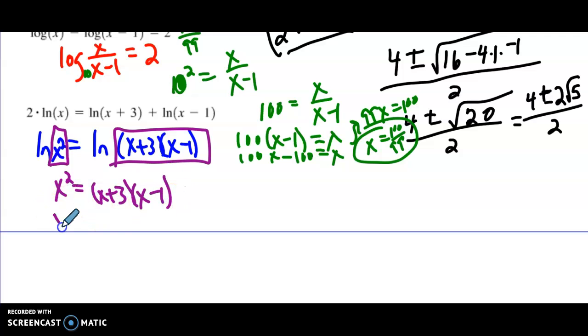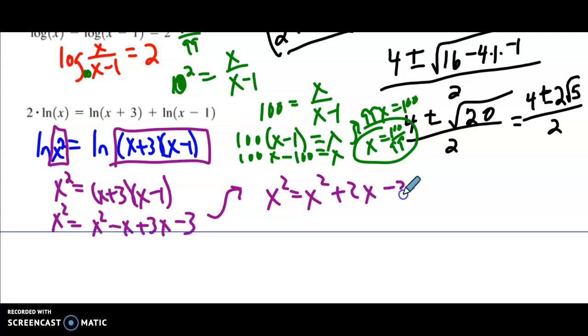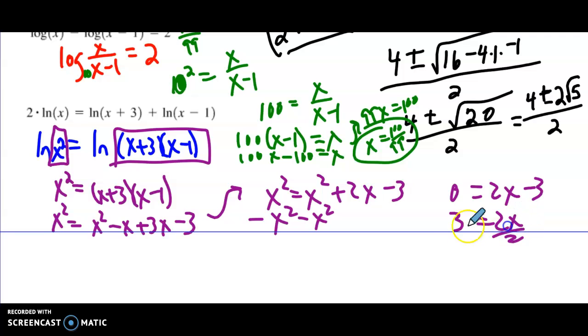Okay, we'll distribute. We'll get x squared equals x squared minus x plus 3x minus 3. So x squared equals x squared plus 2x minus 3. I'll subtract x squared from both sides. That gives me 0 equals 2x minus 3. I'll add 3 and divide by 2. It looks like x equals 3 halves, or 1.5. Let's see, if I put 1.5 in here, 1.5 minus 1, yep, that's positive. 1.5 plus 3, that's positive. 1.5 is positive. I'm good to go.